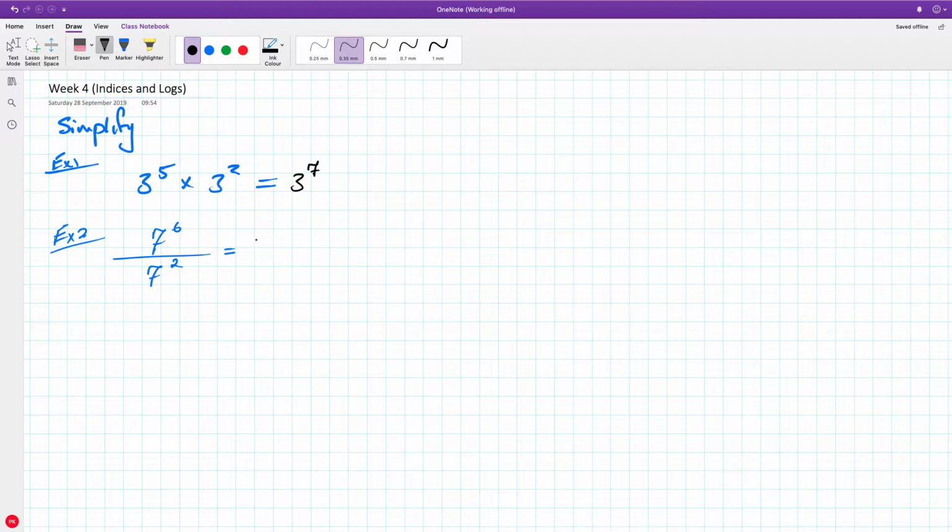7 to the power of 4. 6 minus 2, 7 to the power of 4. Right, we'll go with this one. Find A.